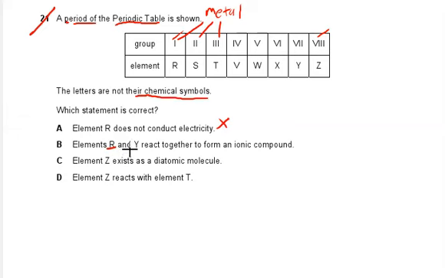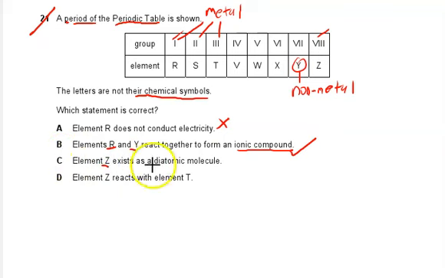Element R and Y react together to form an ionic compound. R is a metal, and look at Y, it is a non-metal. Then they do combine to form an ionic compound. This is correct. Now let us look at C.